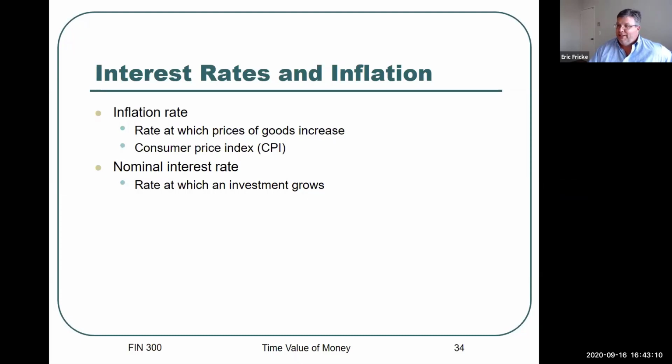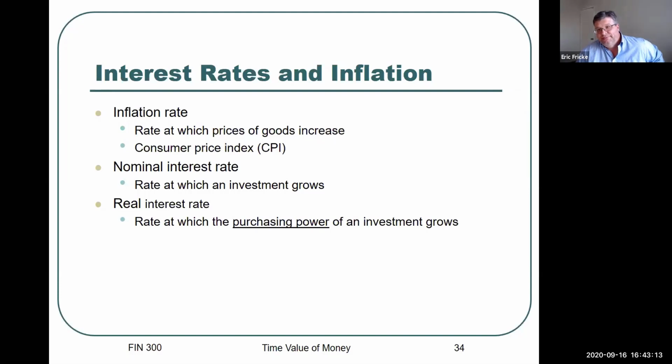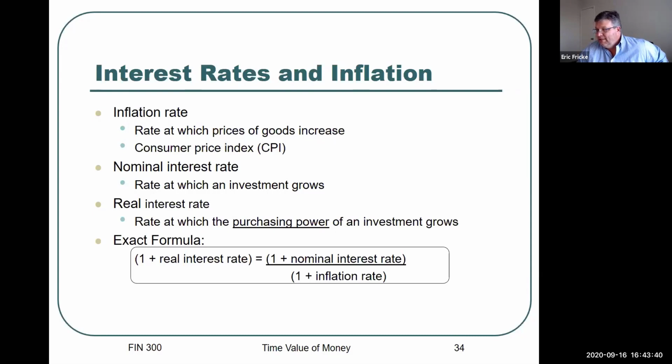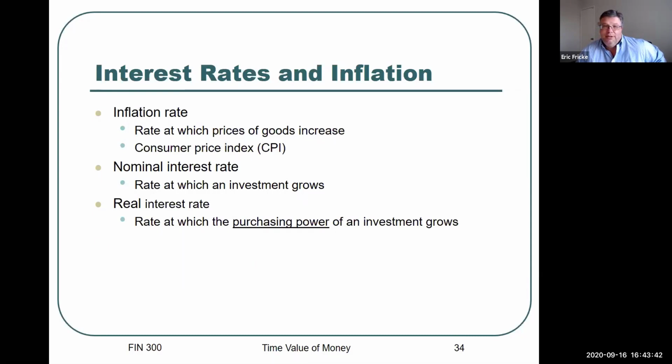I always find this funny, but real interest rates are not the real numbers that we live in. Because what real interest rates really tell us is how much our purchasing power is changing with our returns or the interest we're paying. So just remember, nominal interest rates are what we see every day. That's the world we live in, a nominal world. But real takes into account purchasing power. So let's look at an example.